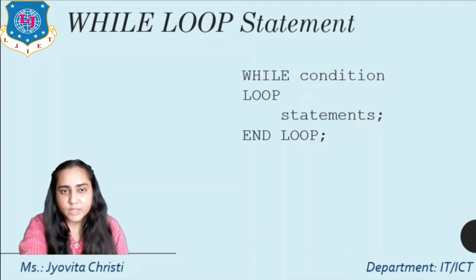PL/SQL evaluates the condition in the while clause before each loop iteration. If the condition is true, then the body of the loop executes. And if it is false or null, then the loop terminates. If the condition is false before entering the loop, the while loop does not execute at all. This behavior is different from the loop statement, whose body is always executed at least once.